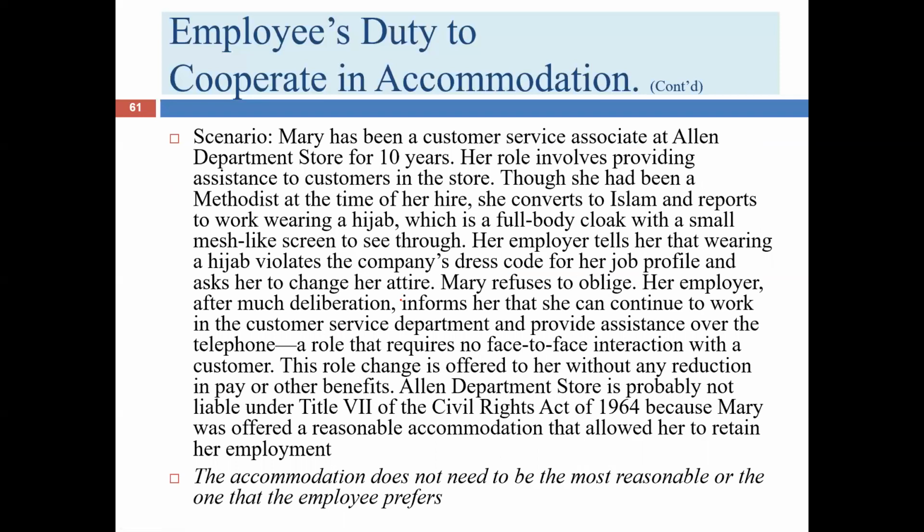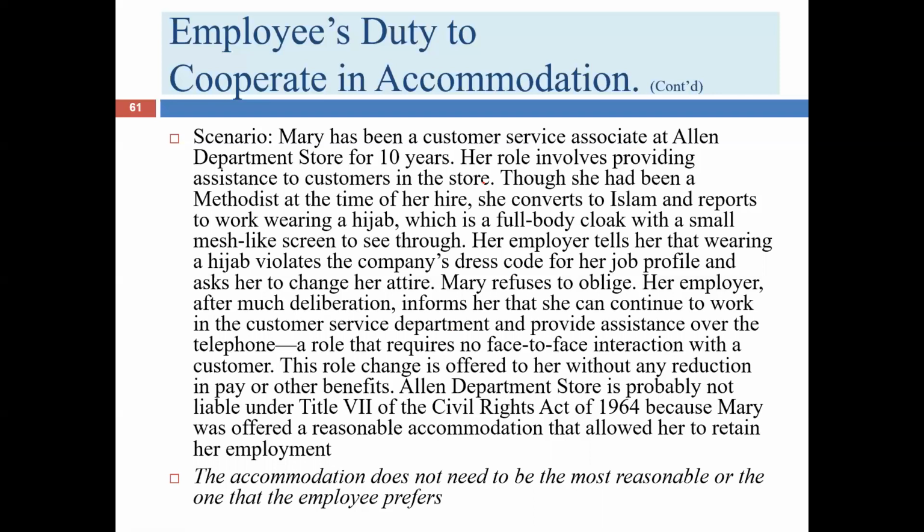So the employer says, look, we feel that you wearing a hijab on the sales floor would make you less effective because you wouldn't be able to see customers as clearly. Customers wouldn't be able to see your welcoming smile, indicating you are available and eager to help them. And so it would undermine your customer service focus. So what the employer decides to do is to move her to a different department, and she would provide customer service support via telephone.